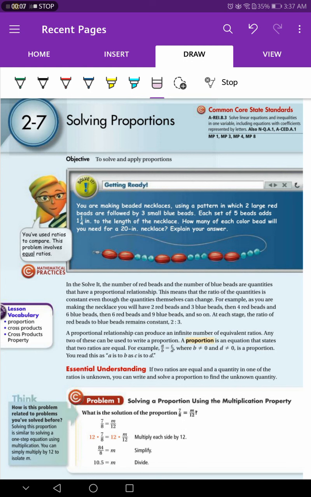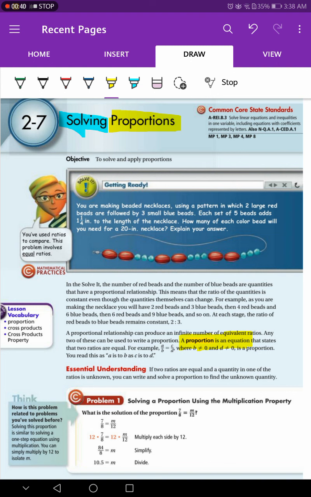Our lesson today, solving proportions, lesson 2-7, and our objective is to solve and apply proportions. Okay, my dear student, first of all, we have to understand what proportions are. A proportion is an equation. So proportions are equations, and we need to solve this equation as we used to.